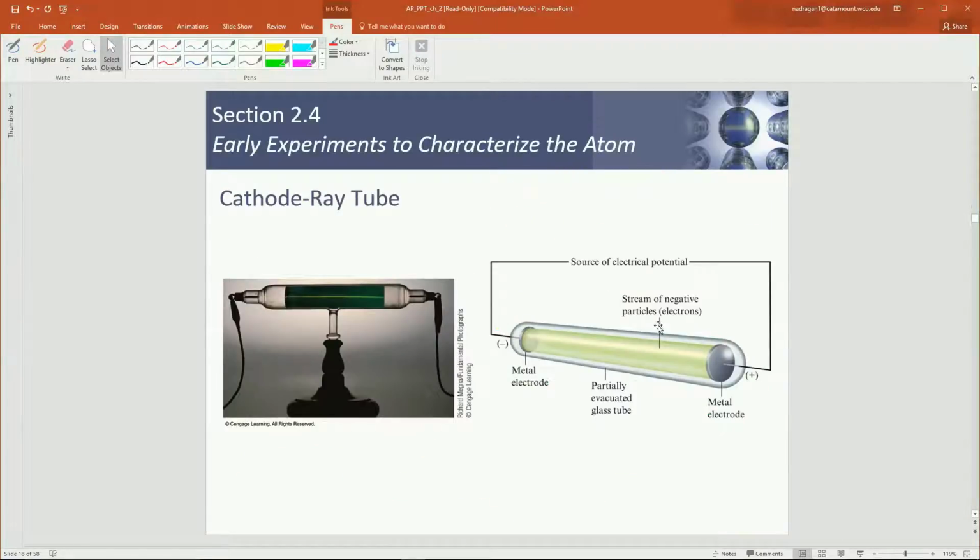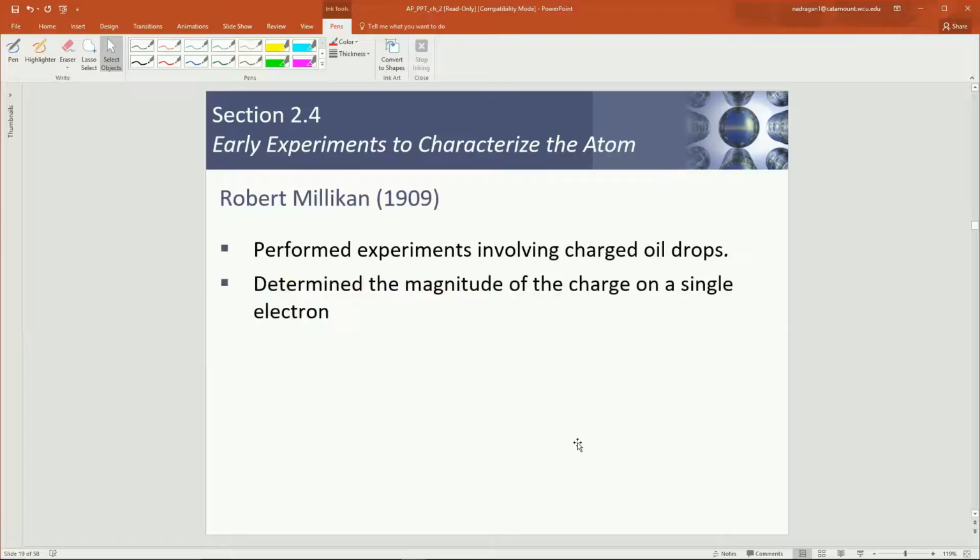This is what his experiment looked like. He had these electrodes, and this lighter colored part in the middle of the tube is the ray, the stream of negative particles or electrons. And this is a more modern image of what it would look like.